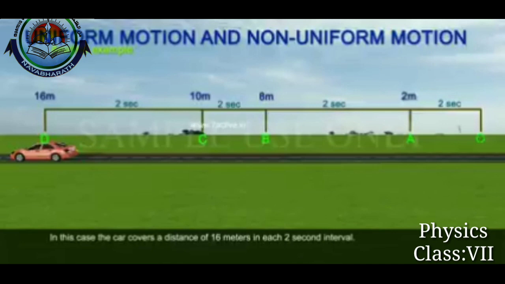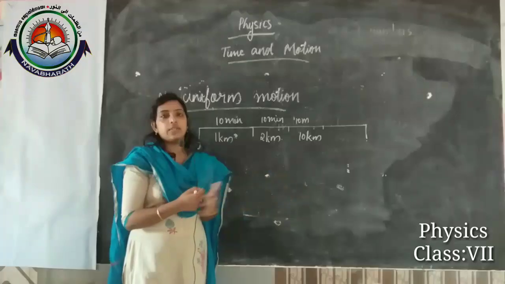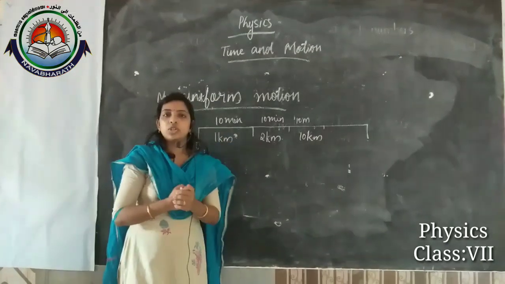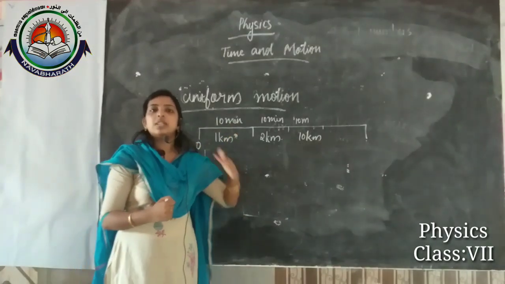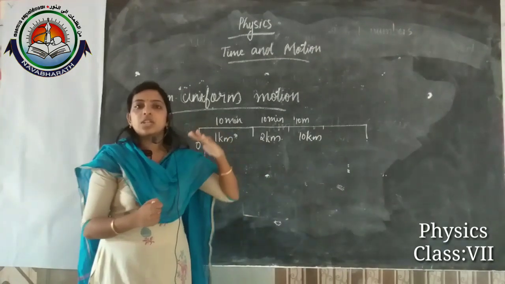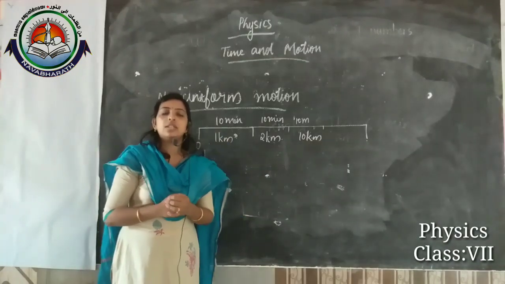Okay, so in this case, you can see that the car covers unequal distance in equal interval of time. So for this illustration, we can conclude that the car had traveled unequal distance in equal interval of time. Okay, so that's all about uniform motion and non-uniform motion we discussed today. Uniform motion means that an object covers equal distance in equal interval of time, and non-uniform motion means that an object covers unequal distance in equal interval of time. Okay, that's all about today's class.